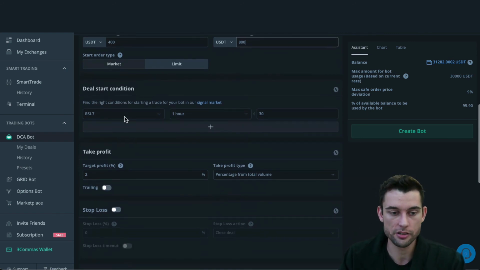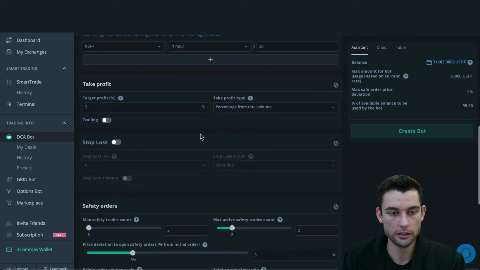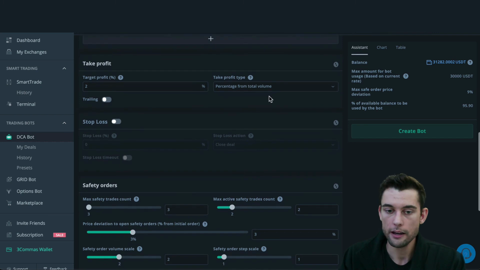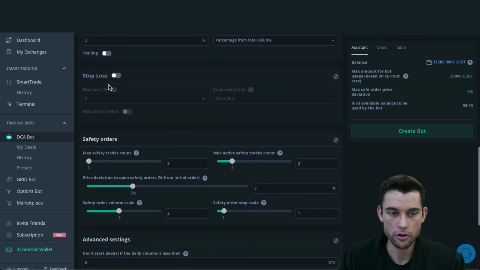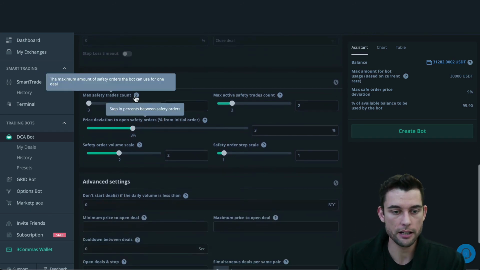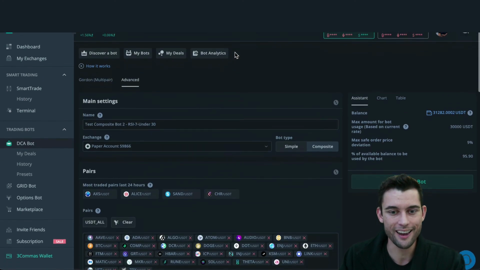Deal start condition is the RSI 7. We explained that. It's the 1 hour under 30. Take profit is going to be 2%. We explained why we're going to do that. Percentage from total volume for the average buy-in price, we explained that. No stop loss, we explained that. Safety orders, 3, 2, we explained all of this stuff. So really, this is the bot.